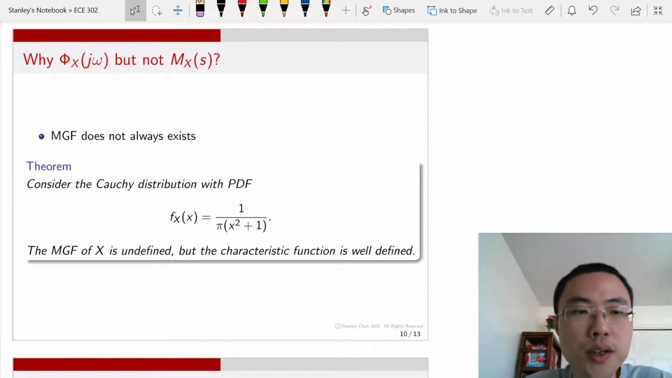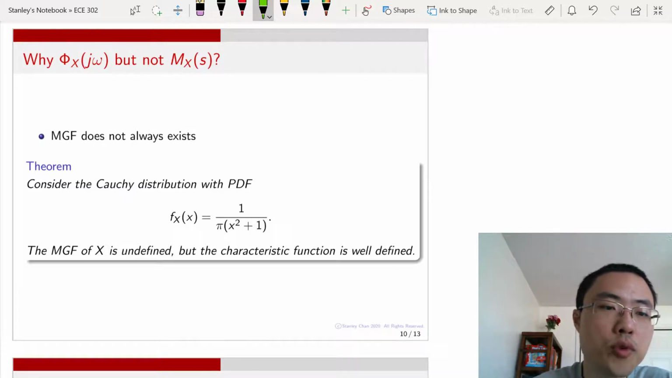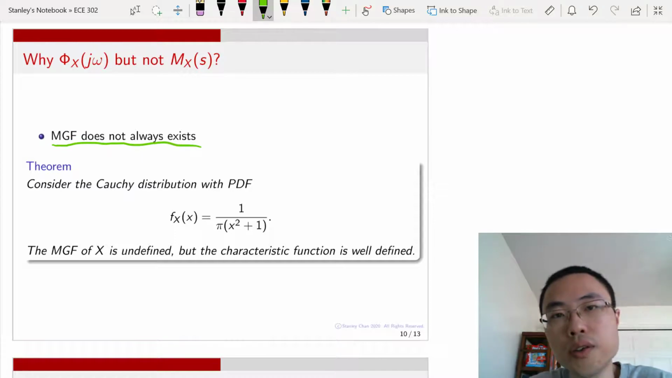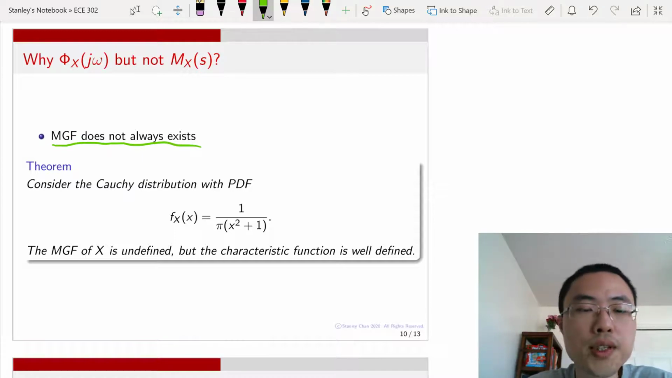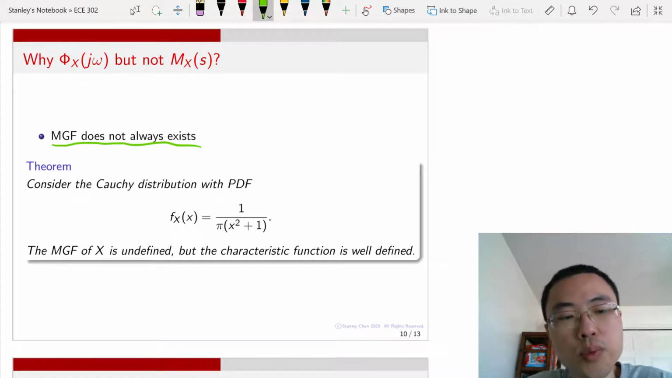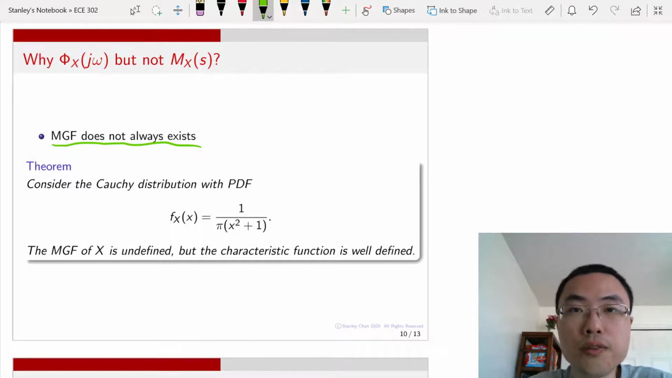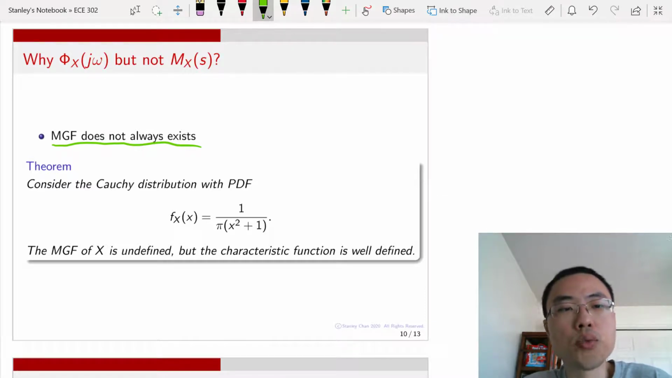Now, you may ask, why do we want to use the characteristic functions when we already have the moment generating functions? The reason is that the moment generating function is not always well defined. For example, here I have a Cauchy distribution with the following PDF. We can show that the moment generating function of this x will go to infinity, whereas the characteristic function is a well-defined object. That's why people prefer to use the characteristic function, because they do not need to worry about the existence of the moment generating function.